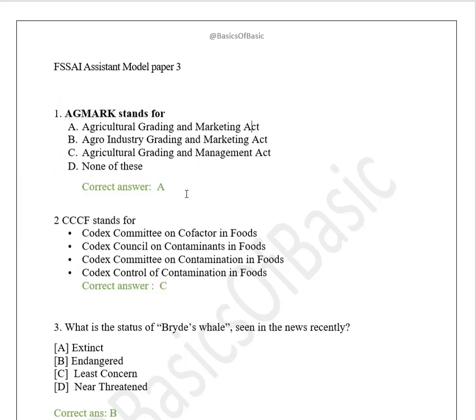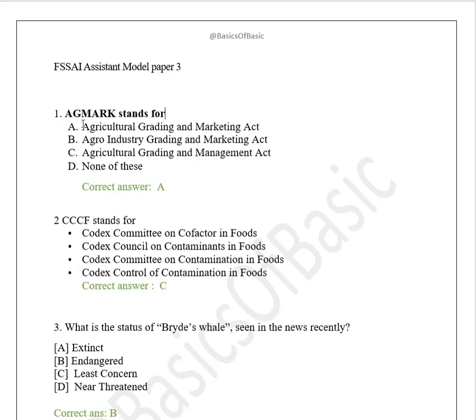The first question is: AGMARK stands for? What is the full form of AGMARK? I guess this question is getting repeated for the third time, because the full forms and abbreviations are very important for these kinds of questions. You can see in the 2019 paper also almost 2 to 3 questions based on abbreviations were asked. That's why it's very important.